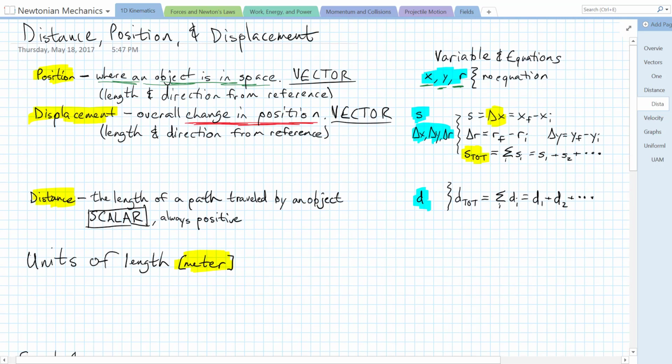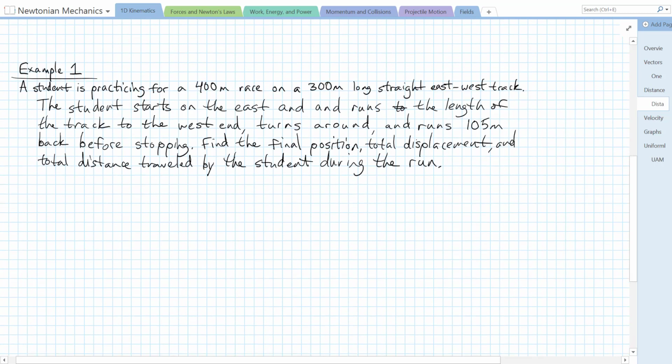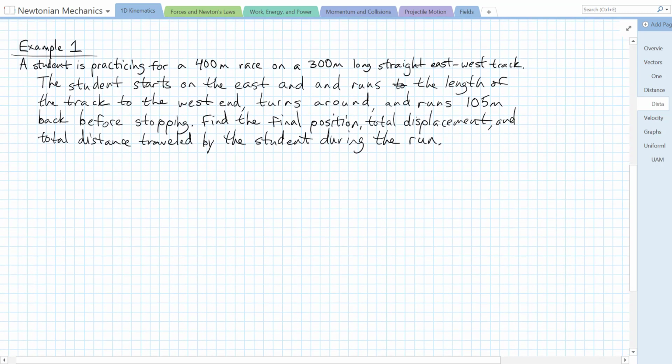So let's look at a couple of examples using distance and displacement and solving for them. Oh, and here we go, a 400-meter race. A student is practicing for a 400-meter race on a 300-meter long, straight east-west track. The student starts on the east and runs the length of the track to the west end, turns around, and runs 105 meters back before stopping. Find the final position, total displacement, and total distance traveled by the student during the run.